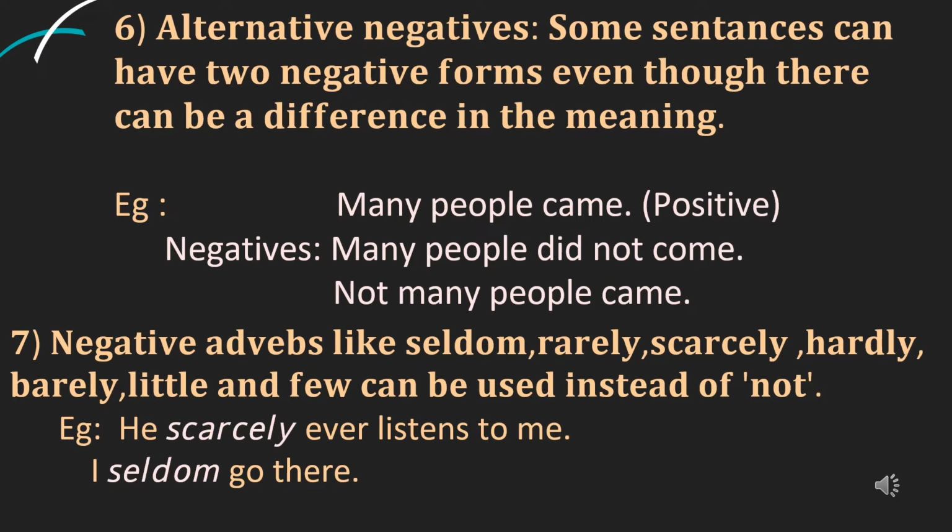The seventh rule is that the negative adverbs such as seldom, rarely, scarcely, hardly, barely, little, and few can be used instead of "not" to show negation. For example, "he scarcely ever listens to me," "I seldom go there," etc. In the above sentences, the adverbs "seldom" and "scarcely" convey negative meaning.